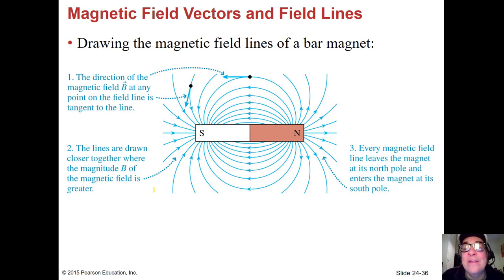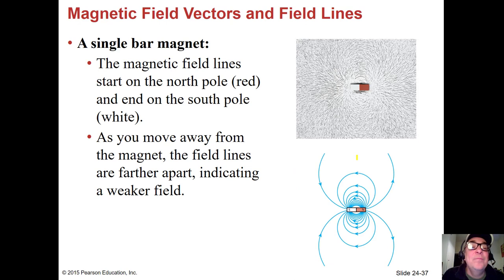So when the magnetic field lines are closer together, the strength is greater, as it says here in number 2. So the closer and closer you get to the bar magnet, the bigger the magnetic field strength is; these lines are closer together. And in number 3 over here, leaving the north side and going into the south side. So a single bar magnet's field lines start on the north side, the red is the north side here, and they end up here at the south side. And when you go farther and farther away, the strength gets less.